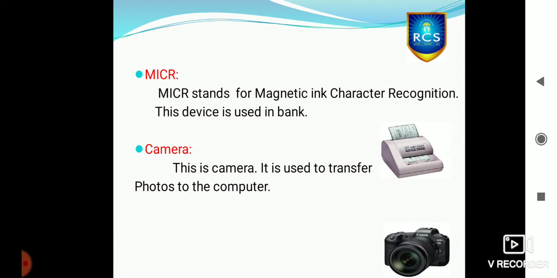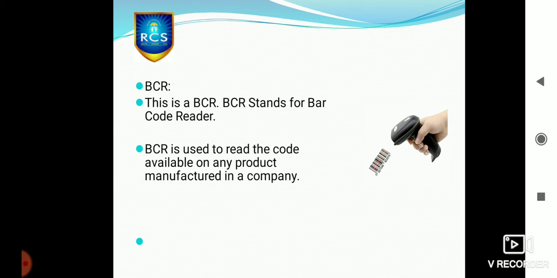Next one is MICR. MICR stands for magnetic ink character recognition. This device is used in banks. Next one is camera. This is a camera. It is used to transfer photos to the computer. Next one is BCR. This is a BCR. BCR stands for barcode reader. BCR is used to read the code available on any product manufactured in a company.